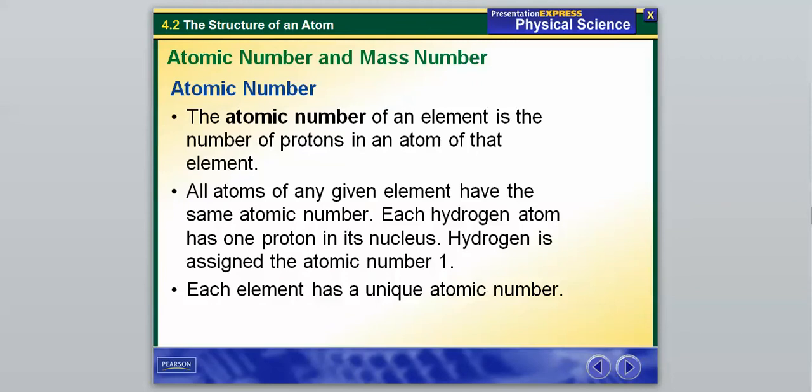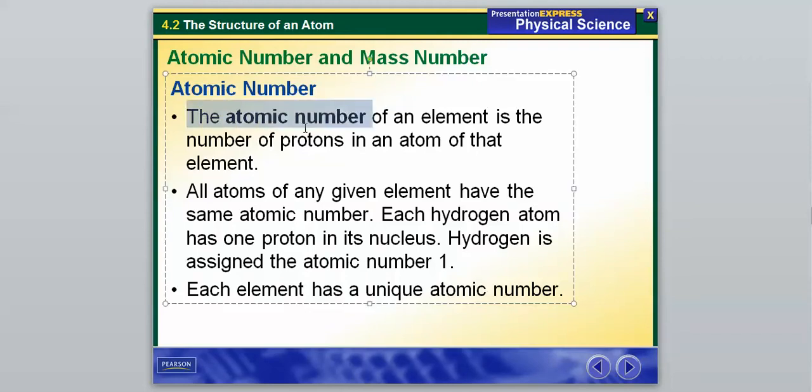One way that it does this is through something called the atomic number. Make sure you write down what the atomic number is: it is the number of protons in an atom of that element. It's pretty simple. An atomic number is assigned to each element. In the next chapter, we're going to talk about the actual periodic table of elements, so that'll tie in more to that. But for now, we need to know that an atomic number is simply the number of protons in an atom of that element.